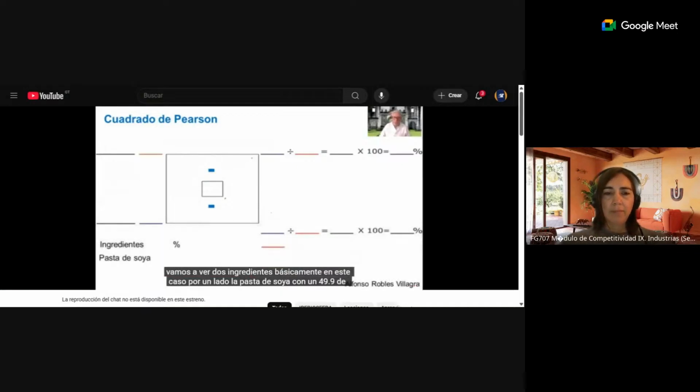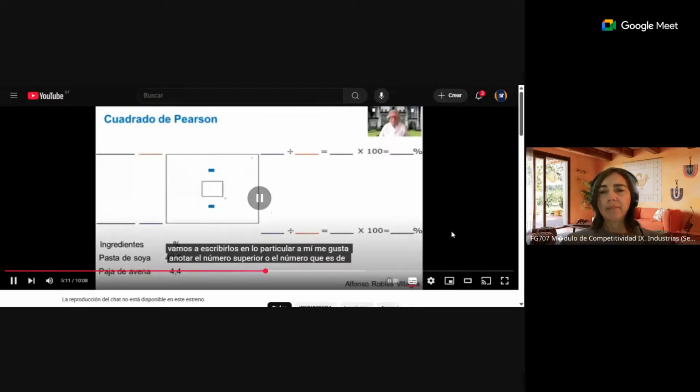Por un lado, la pasta de soya con un 49.9% de proteína y el otro ingrediente que debe ser por abajo, supongamos, ahorita vamos a ver cuál es el porcentaje que vamos a buscar, este sería del 4.4% para el caso de la paja de avena.